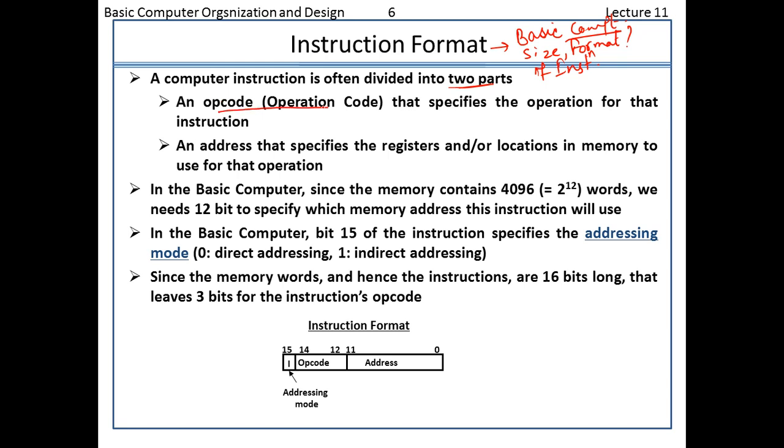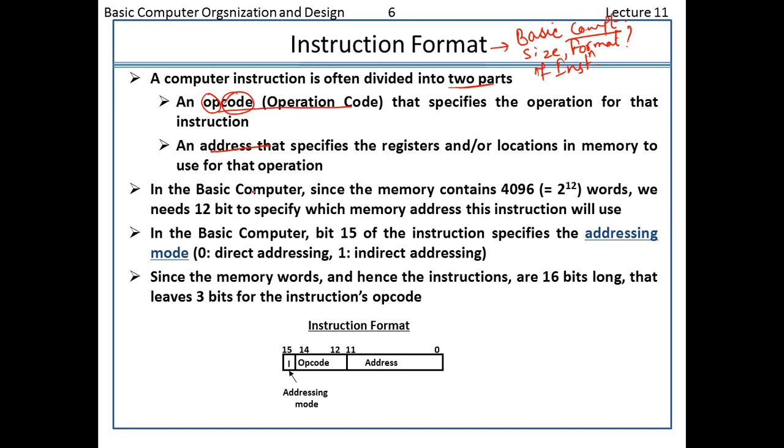One is the opcode. That op is nothing but the operation code: what operation we have to perform for that specific instruction. And the second is the address. What is the address? Actually, within the memory, from where I can get the data.